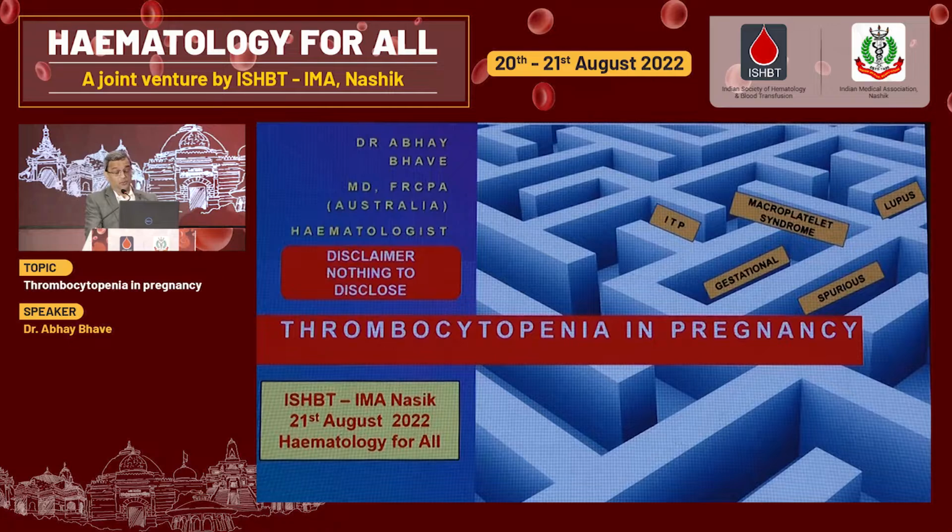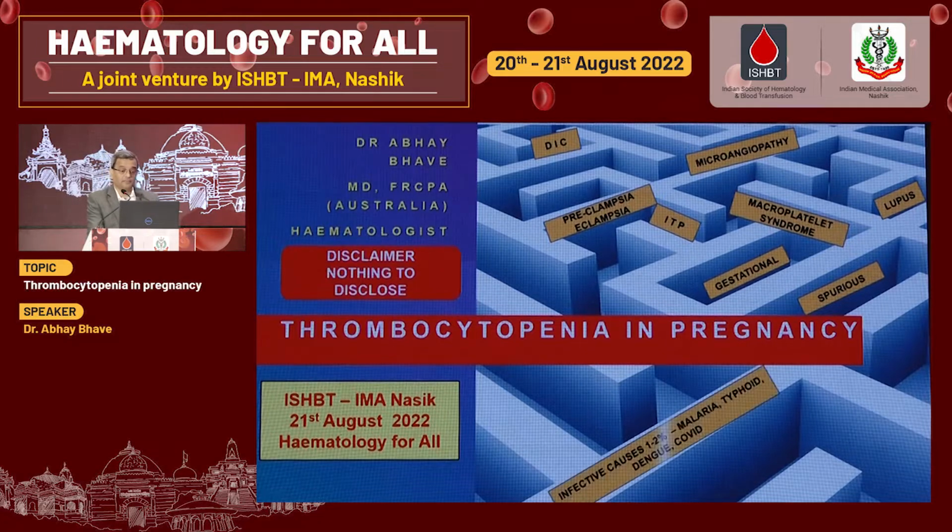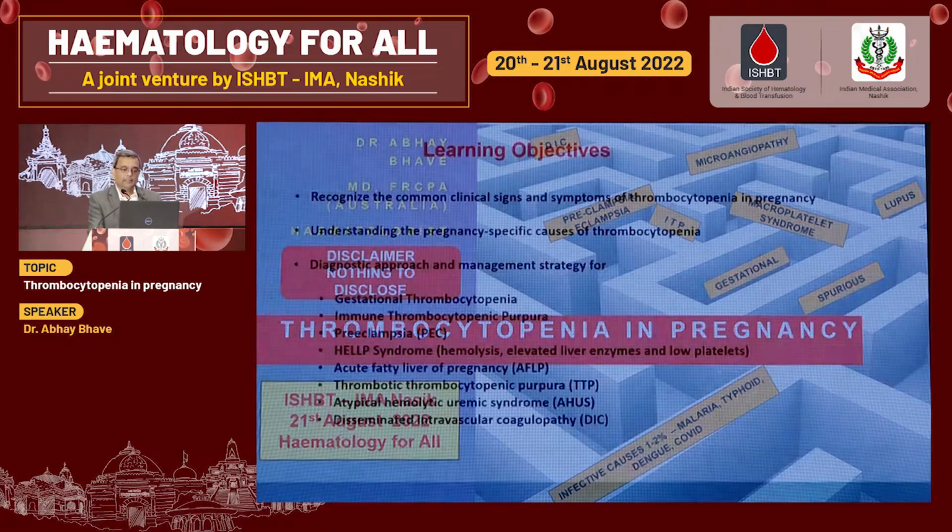Then comes lupus anticoagulant, autoimmune disorders. Then comes preeclampsia, eclampsia. Now comes the difficult part. Then we have microangiopathy, which is dangerous. Then comes DIC, which the acronym is death is coming. Infections can also cause thrombocytopenia, but that is not in the ambit of discussion today. Infections are known to cause thrombocytopenia, and the infective focus has to be diagnosed and treated.